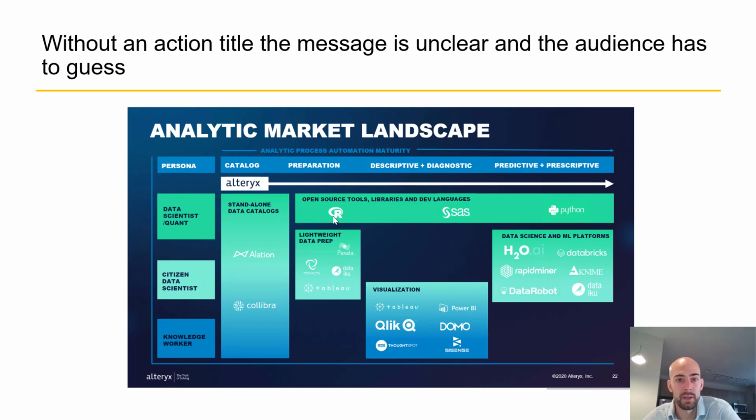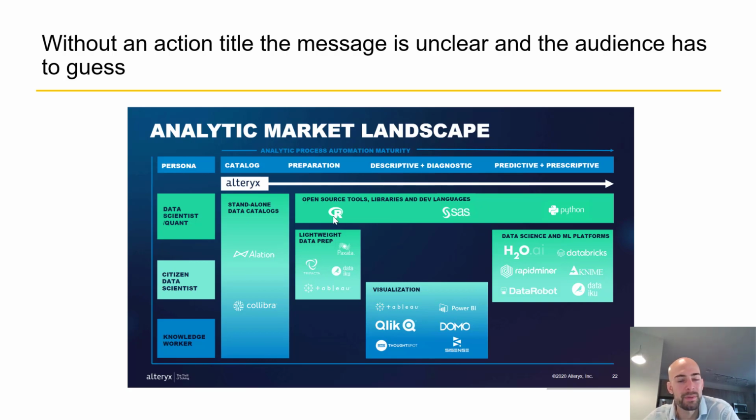Looking at this example here, a slide from an Alteryx presentation, in my opinion, it's fairly unclear what the slide's message is. The title, or the slide's header, states Analytic Market Landscape, which is a fairly descriptive title. It says what you see on this slide, but it doesn't tell you the so what, the why. Why should we care? And why is there some important information on this slide?